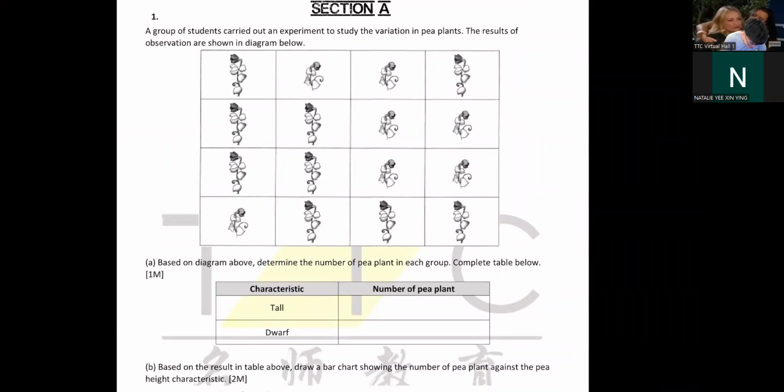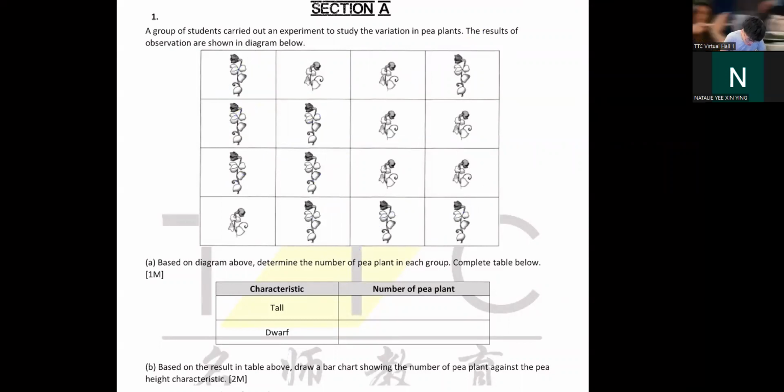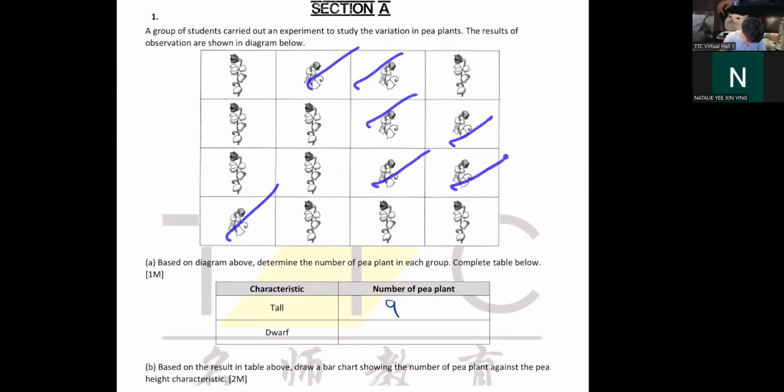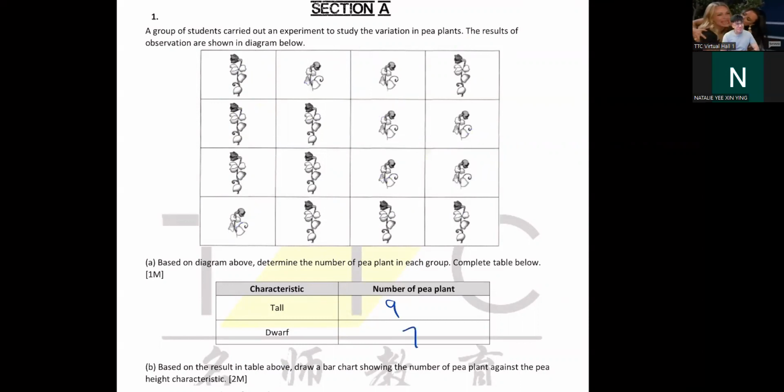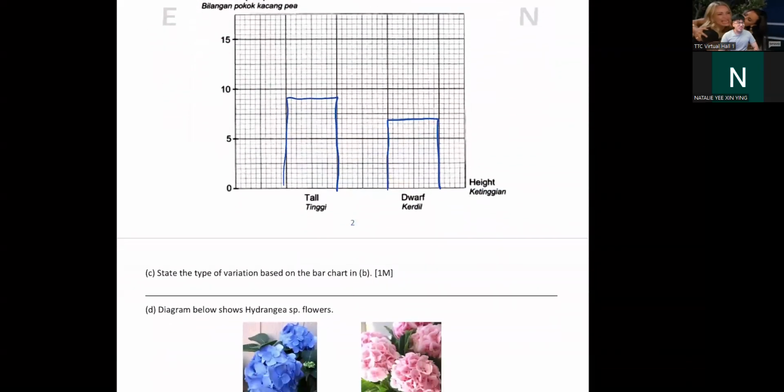So you have how many tall? 1, 2, 3, 4, 5, 6, 7, 8, 9. We have 9 tall. And you have how many short? 1, 2, 3, 4, 5, 6, 7. So you have 7 short. Then what do you do? You draw a bar chart. So tall has 9. Just gonna draw 9 like that. Then dwarf has 7. Something like that.